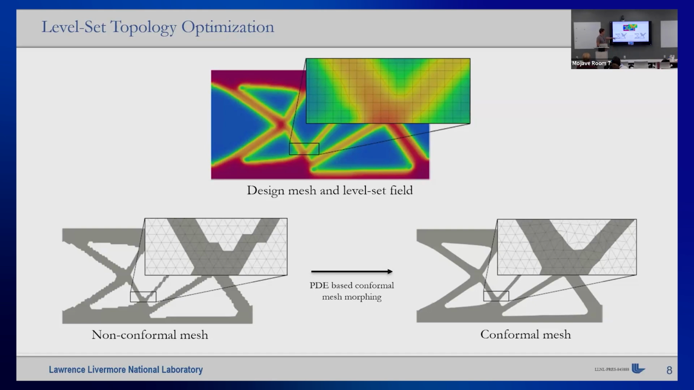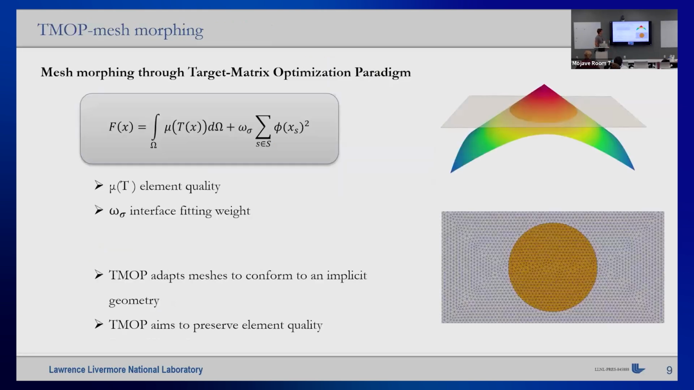The way we do this is we first assign element classifications to all these elements. So that's just inside, outside. There's some smartness involved, and we do this based on the level set field. And then we use a pure PDE-based morphing process to achieve this conformal mesh, and we can now use the conformal mesh to perform the analysis. Now the mesh morphing process is performed with TMOP, the target matrix optimization paradigm, and this was not developed in this work. It was developed before, but we decided to utilize it, and there is a mini app in MFEM, the Mesh Optimizer mini app, which does exactly this.